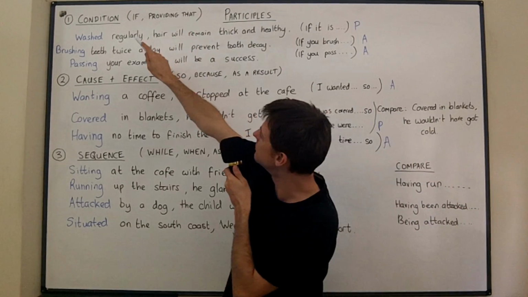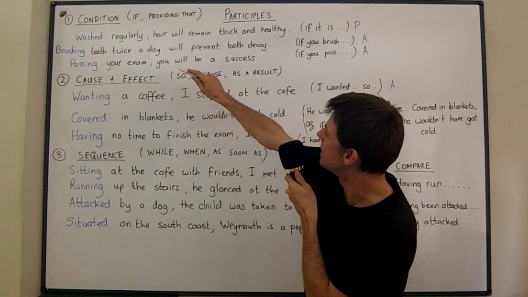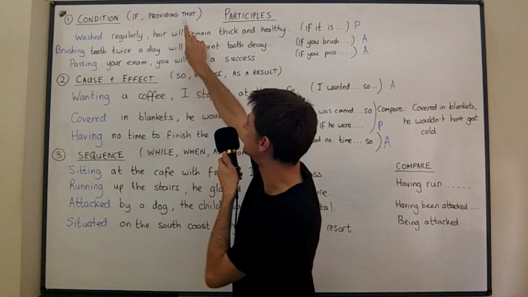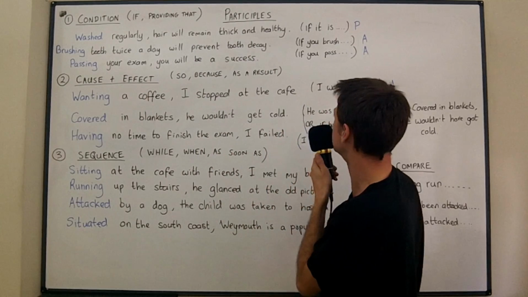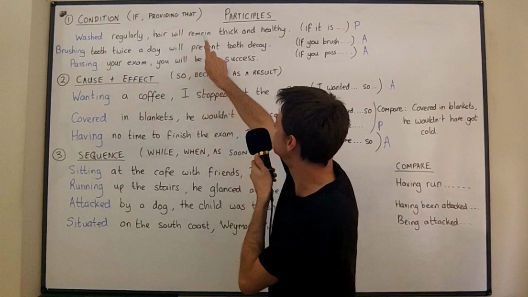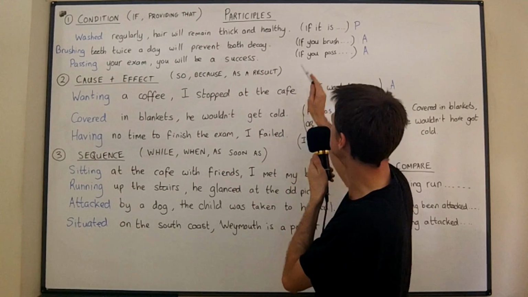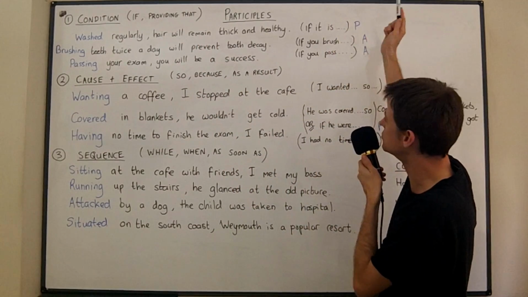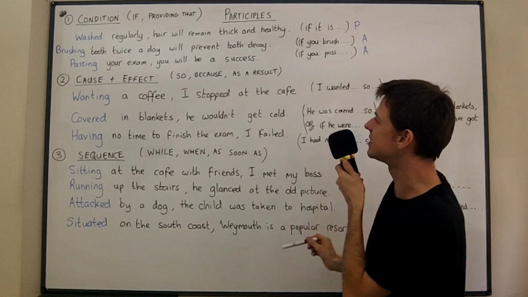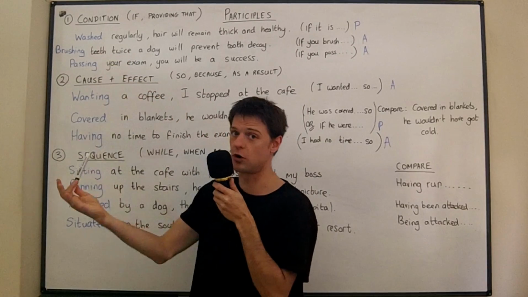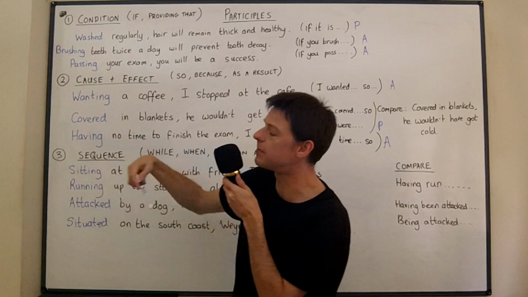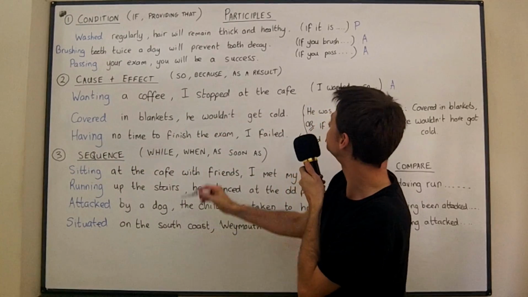Okay, so look at number one. We have condition. If we want to shorten a sentence which has an if or a providing that, it can be done with a participle. For example, washed regularly, hair will remain thick and healthy. This means if hair is washed regularly, it will remain thick and healthy. It's a passive sentence, really. The hair is washed is present simple passive, and so we need a past participle here.